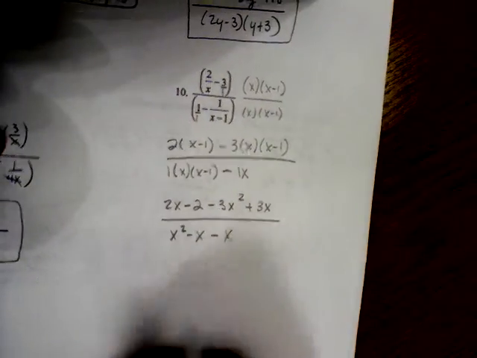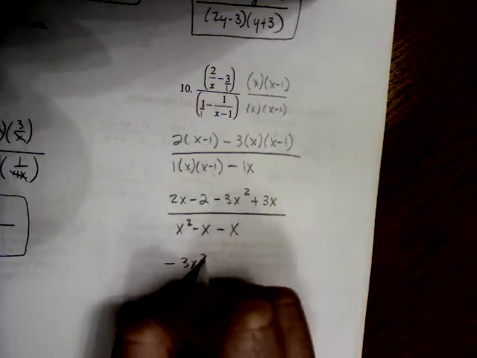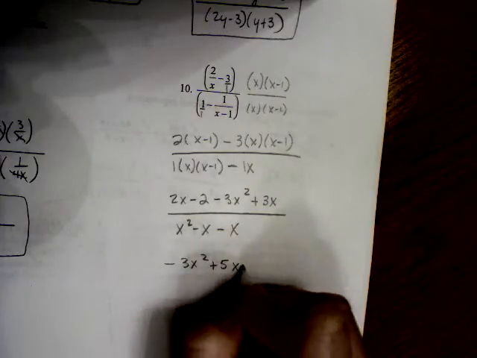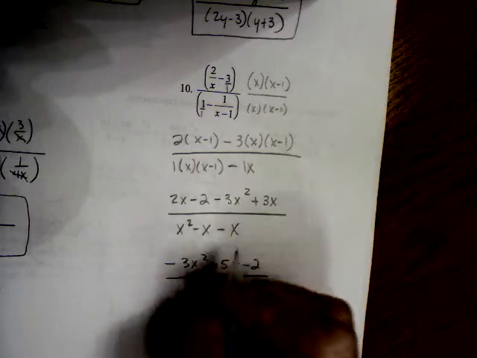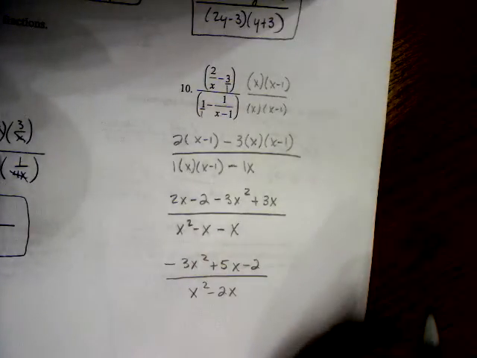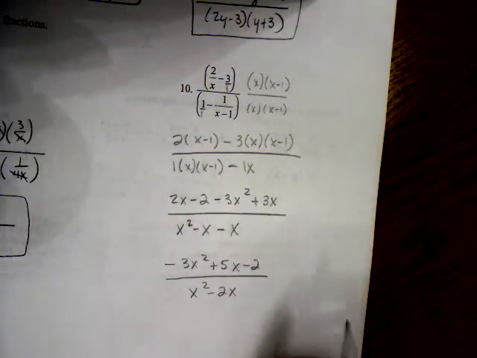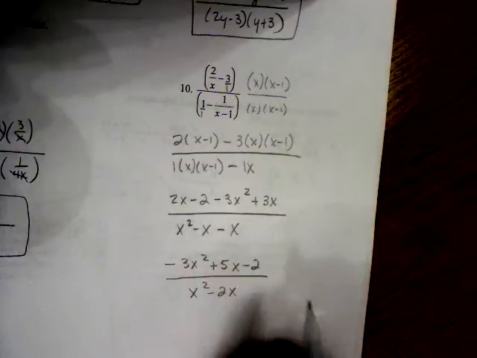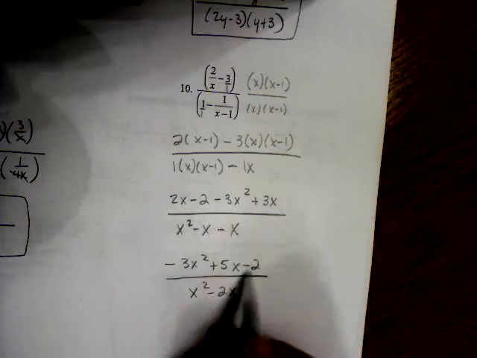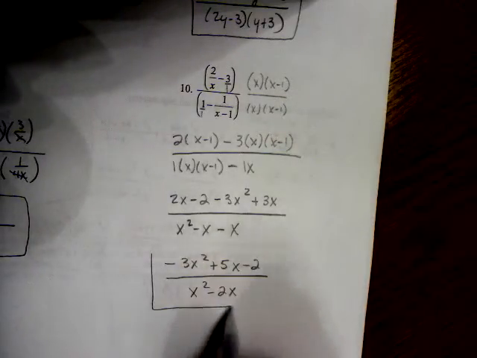So we'll simplify this expression here. Get a negative 3x squared, add together our x terms, which is a positive 5x minus 2 over x squared minus 2x. And if we wanted to, we can factor out this denominator, but it's not going to help us cancel anything up here, so we can just leave it this way.